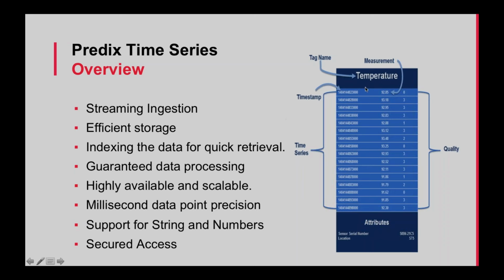And for each timestamp, there are two elements to it. One is the measurement itself, what do you measure, and what's the quality of the data? So quality is pretty unique to industrial use cases. What quality tells us is the context in which the data was generated. Is it a good one, is it a bad one, or what do we have to do with it when we run analytics?